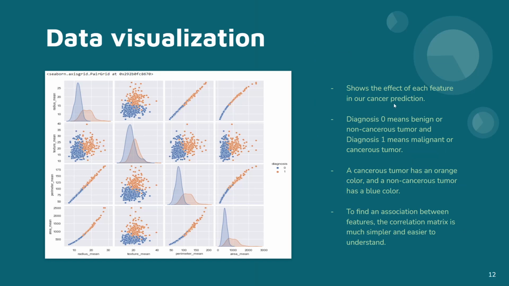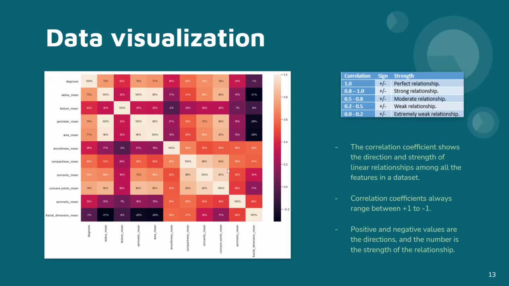Here, I have a simple graph to show how some features can affect our cancer prediction. For example, when the parameter mean value is higher, our diagnosis of cancer is low. Here, I have another graph which shows correlation coefficients among some features in my dataset. We can see in this graph, when concave points mean is increased, then diagnosis of cancer is also increased, because concave points mean and diagnosis features have a strong positive relationship. To understand how correlation works, I also have a small table on the upper right side.